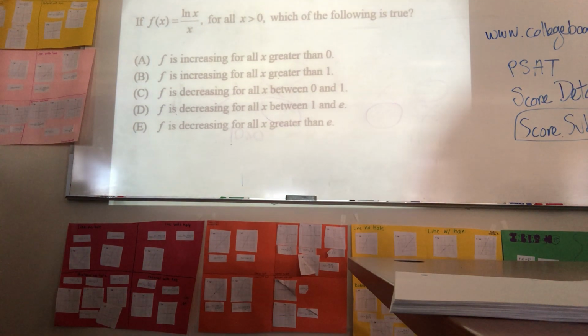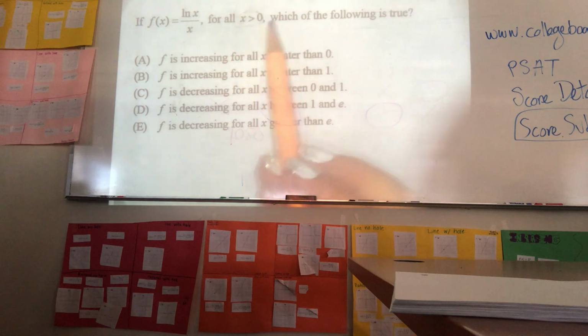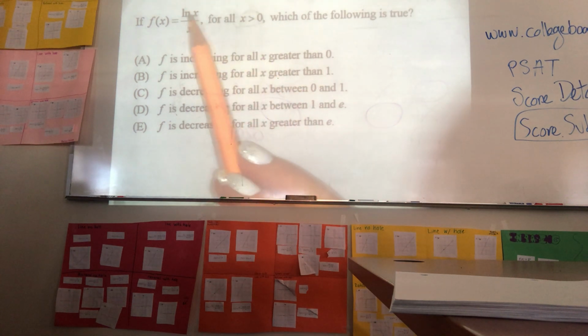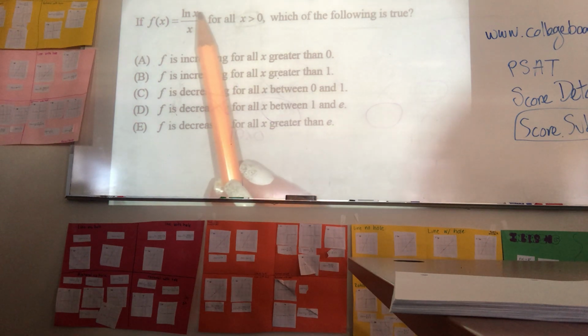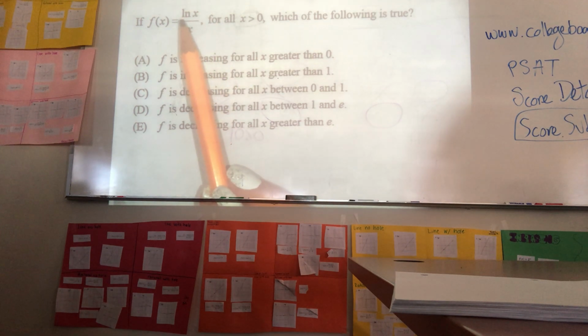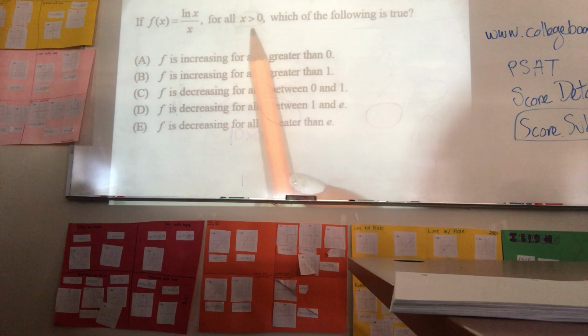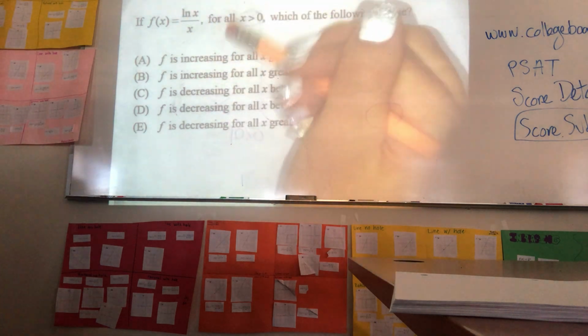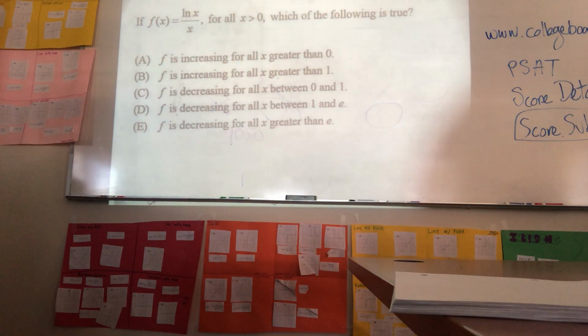If f of x equals ln of x over x for all x greater than 0, which of the following... this is just something that they need to say in order to be mathematically precise. If the AP is using a function that has a restricted domain, like ln or square root, they just have to say its domain. You don't really need to worry about that though. Okay, which of the following is true?